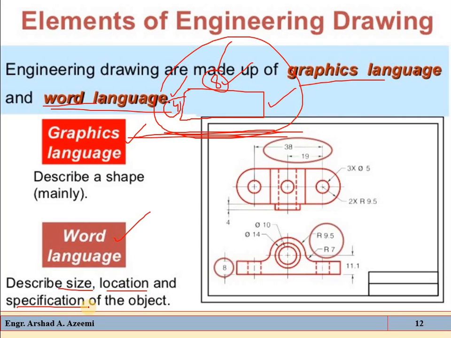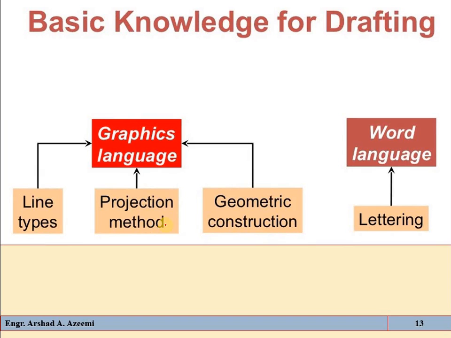So remember, the engineering drawing is made up of two languages. One is the graphical language, which is the lines which you are drawing. The second one is the word language, which describes the size, location and dimension of each and every part or component of that object. So per drawing or per drafting, again you will have two basic things: the graphic language and the word language.